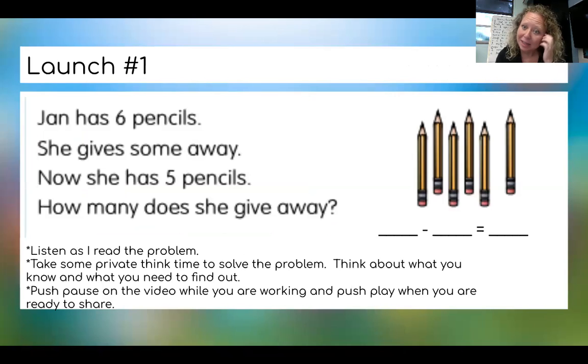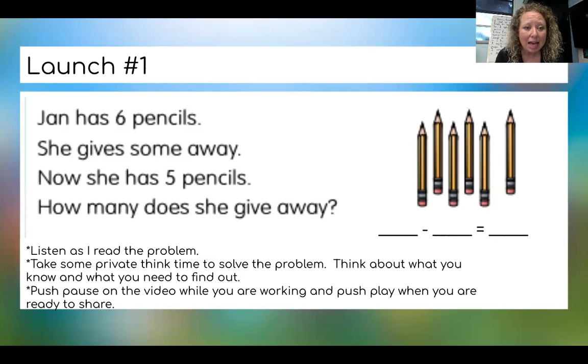Listen as I read the problem. Jan has 6 pencils. She gives away some. Now she has 5 pencils. How many does she give away? I'm going to read the problem one more time. Think about what's happening in the problem.